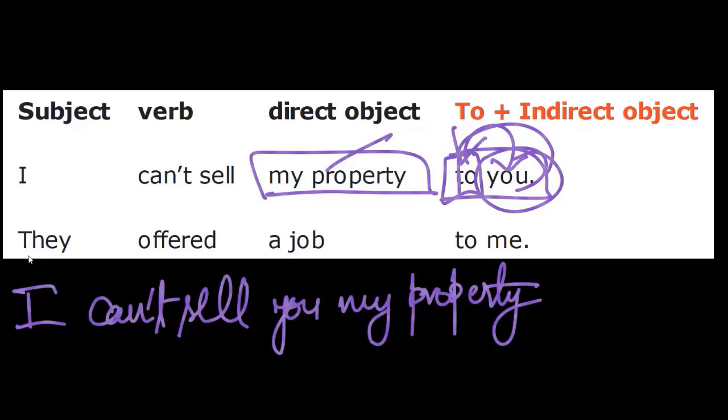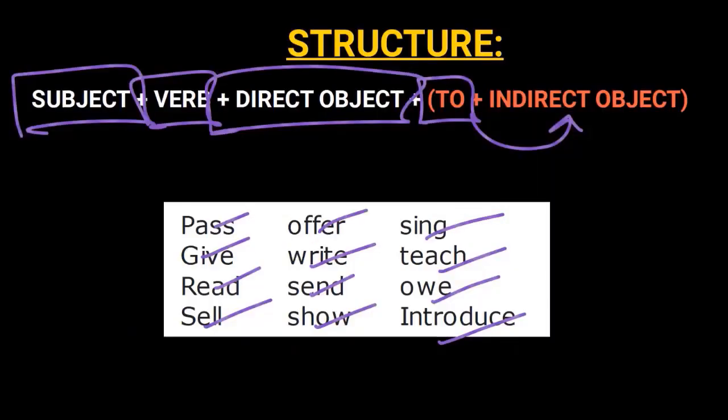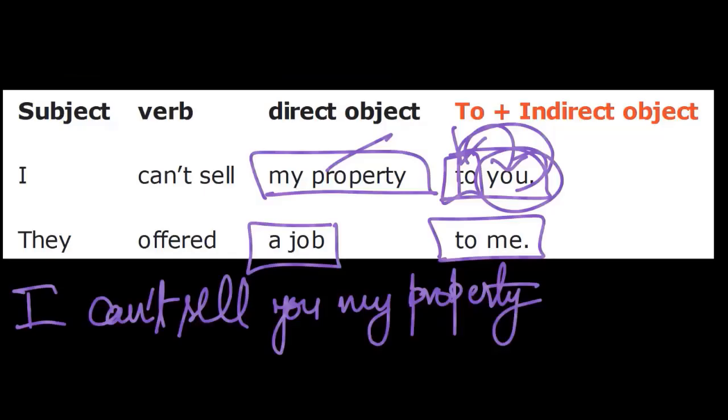All right. Second, they offered a job to me. They offered what? A job, direct object, to me, right? Offered a job for me, I can't say that. Sell my property for you, I can't say that. The meaning is going to change, right? So these verbs are going to take the preposition to if you use the second structure, right? Direct object, then the indirect object.